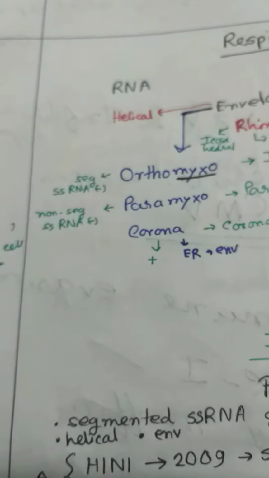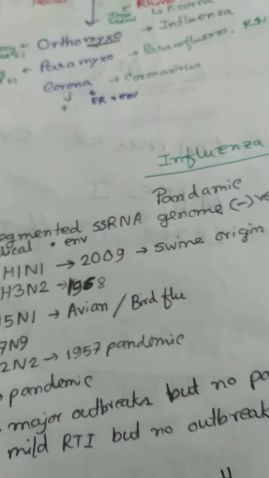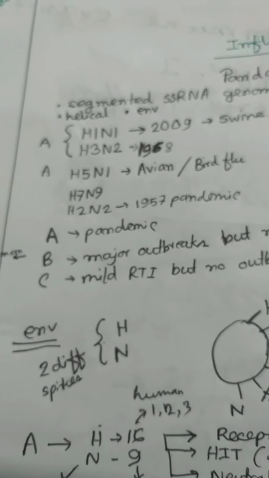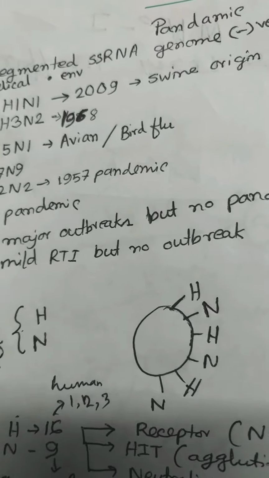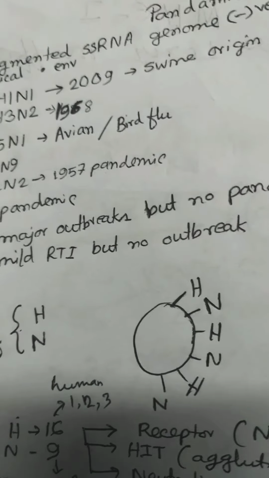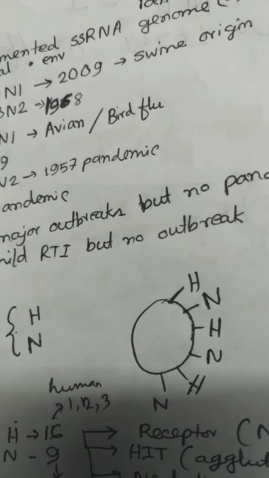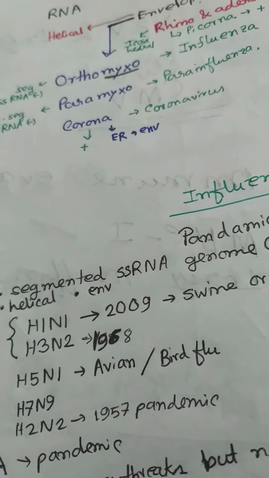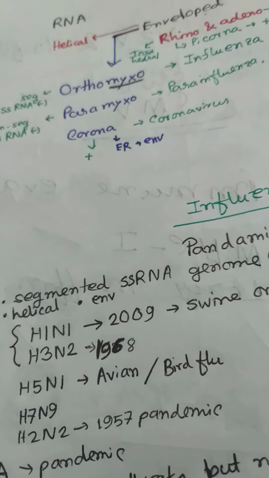In the envelope of orthomyxovirus, there are two proteins which are known as hemagglutinin and neuraminidase. These hemagglutinin and neuraminidase are on different glycoprotein spikes. As you can see in the figure, there is one spike containing hemagglutinin, another spike neuraminidase, another spike hemagglutinin, another spike neuraminidase. But in the case of paramyxovirus, hemagglutinin and neuraminidase are on the same glycoprotein spike. This is another difference between orthomyxovirus and paramyxovirus.